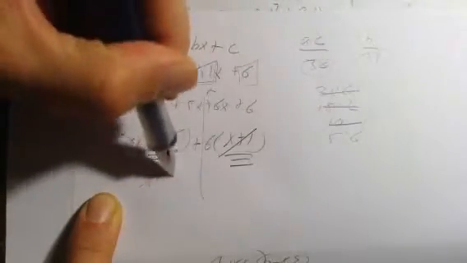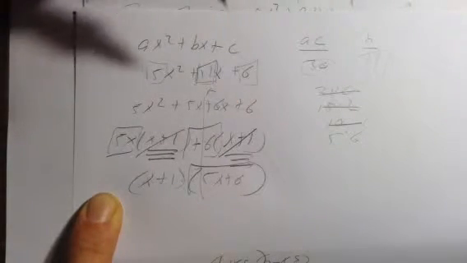Factor out what's in common. What's remaining goes right here. You're done: x plus 1, 5x plus 6. If in doubt, multiply it back out together, and you get the original, and you know you're good to go. Okay? Let's try another one.